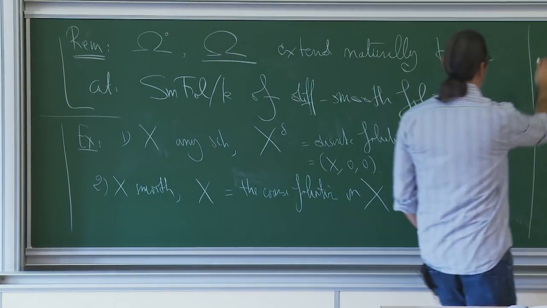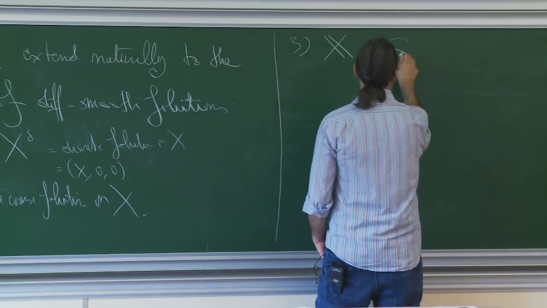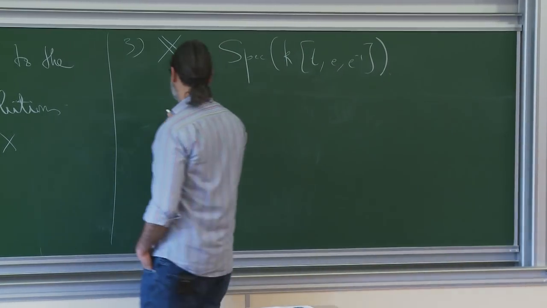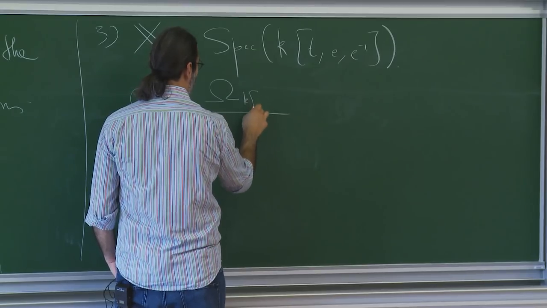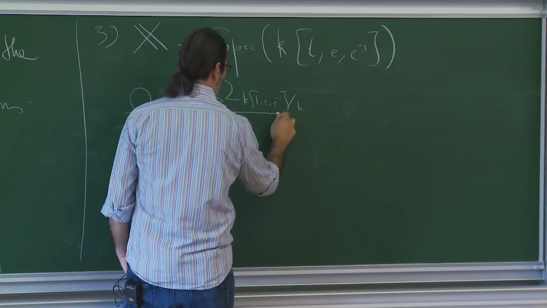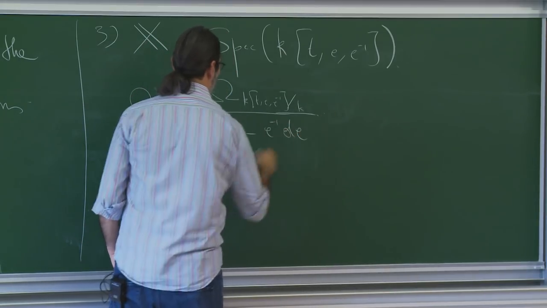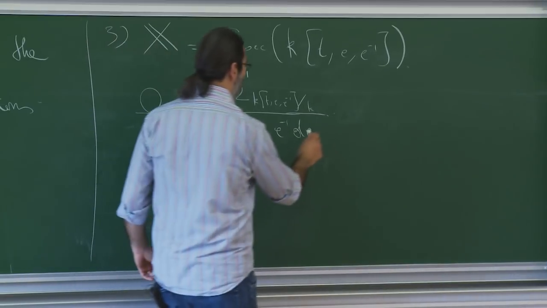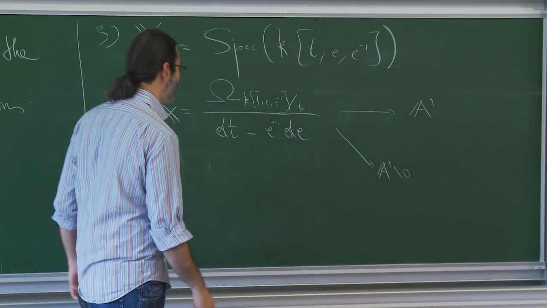And then slightly more interestingly is the following object. I denote by X the spectrum of k[t, e, e^-1] with omega X given by omega k[t, e, e^-1] over k modulo the following relation: dt minus e^-1 de. So it's a rank 1 quotient on X, and this defines the foliation. By the way, there are maps here to A1 and to A1 minus 0, and both are de Rham.